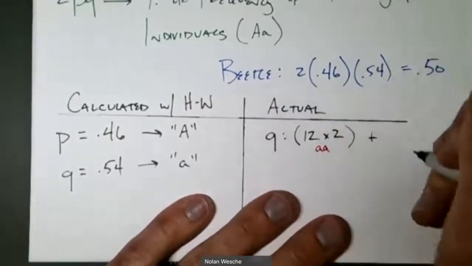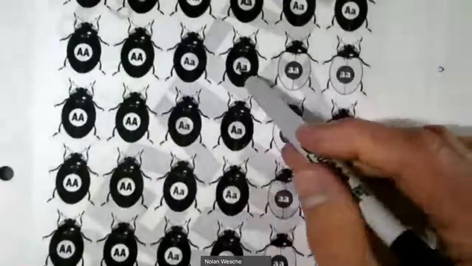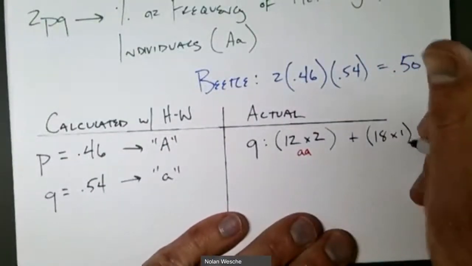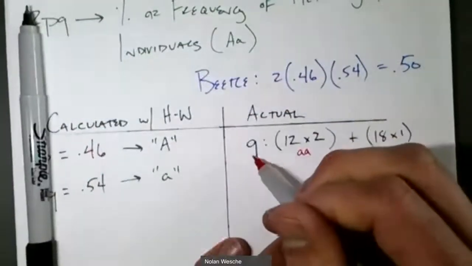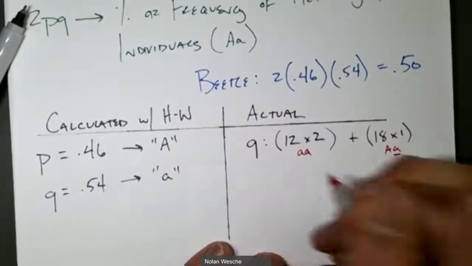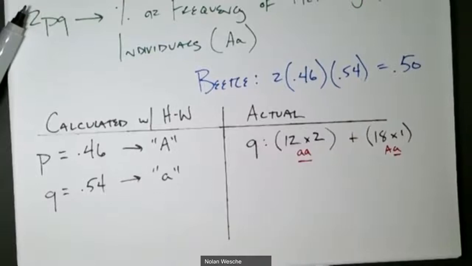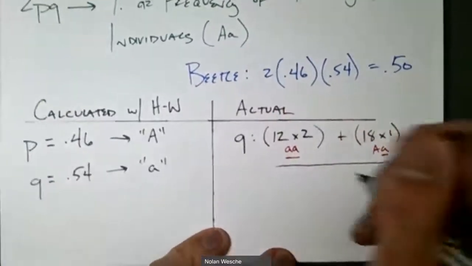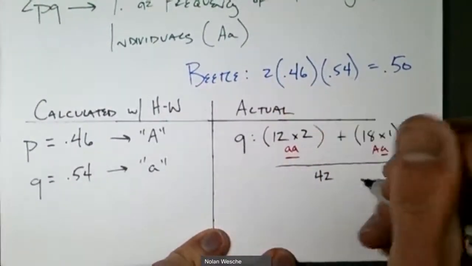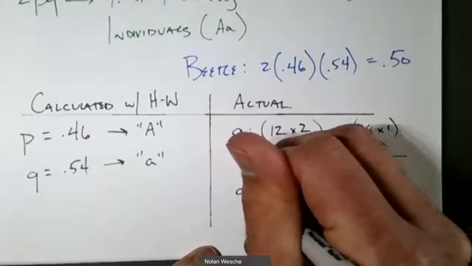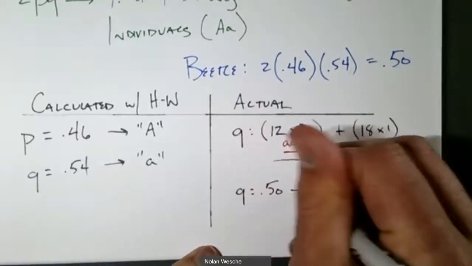Then I'm going to add the 18 individuals in my set that are big A, little a. So I'm going to add those 18 here, and they get multiplied by just 1 because they only have 1 recessive allele. And again, q is the recessive allele. So this would be 18 individuals that have just 1 little a. I'm trying to figure out what the percentage of little a's is in my total population. So I'm going to divide this value by 42 beetles. They each have 2 alleles. So when I do this math, q gives me 0.50.